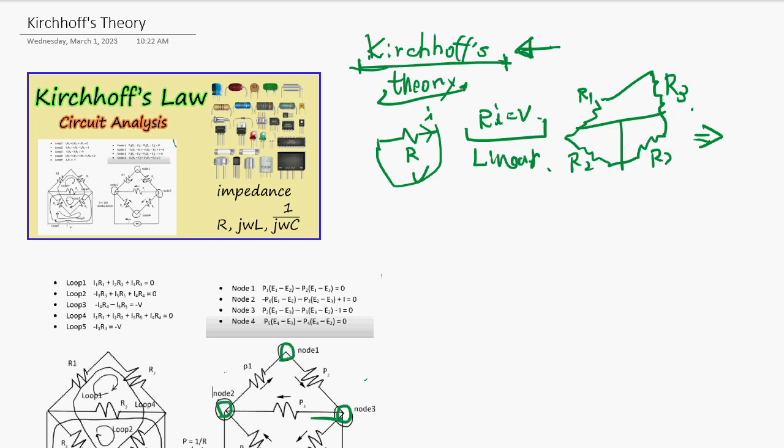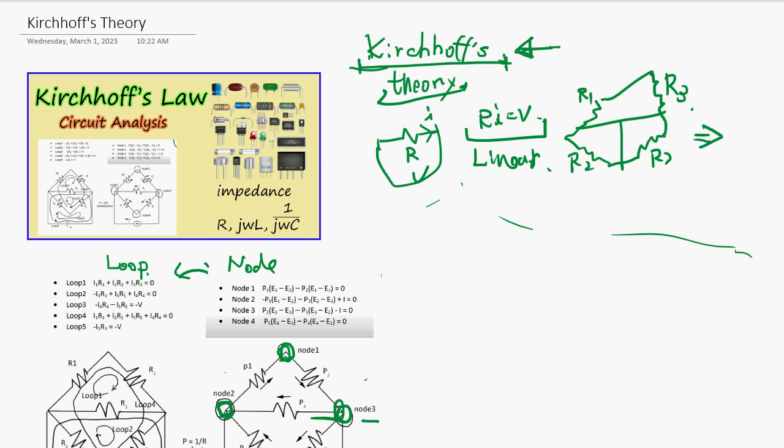Okay, in the network there are two ways to analyze. One is the node, and another one is the loop. And for the node, you look at the network, you pay attention to every node. Node 1, node 2, node 3, node 4, and you formulate equations.